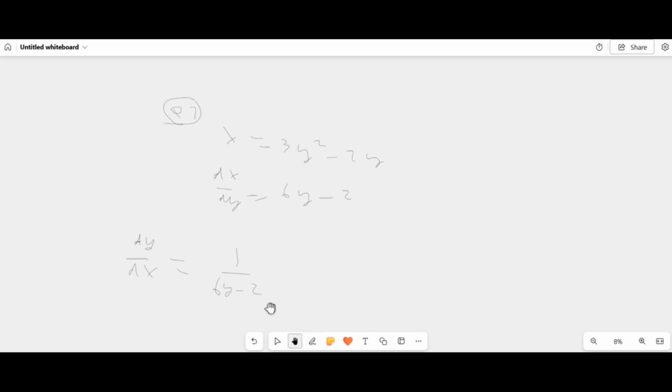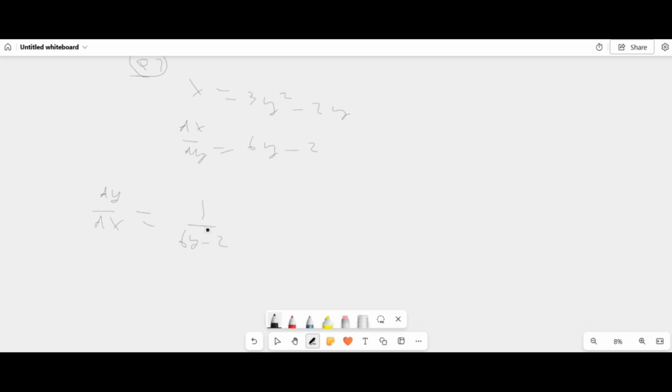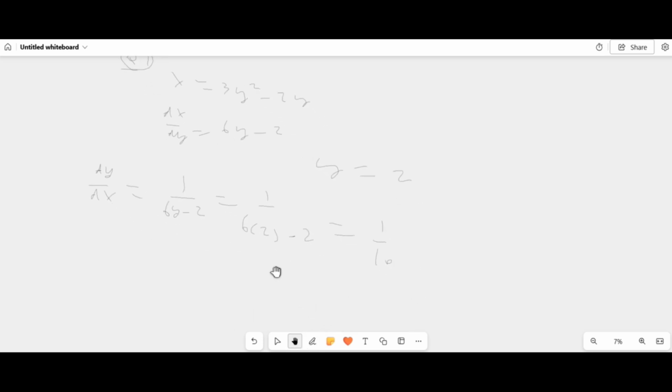It says find it at that point, so remember we're using y here. The thing is in terms of y, not x. We're going to need to use the y coordinate. So the y coordinate is 2, so y equals 2. Therefore it's going to be 1 over 6 open bracket 2 minus 2, that's obviously 1 over 10. So that's the gradient right there, and that's the answer.